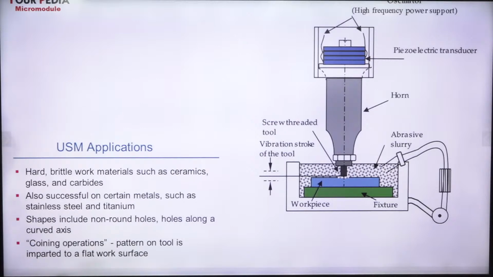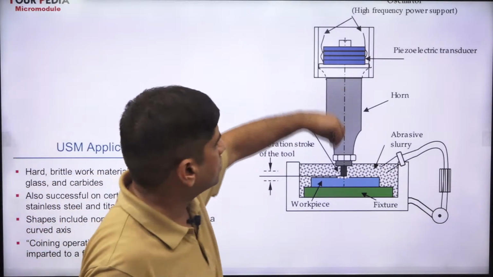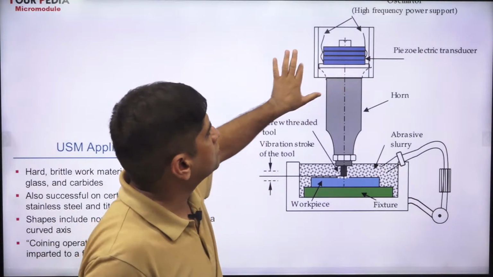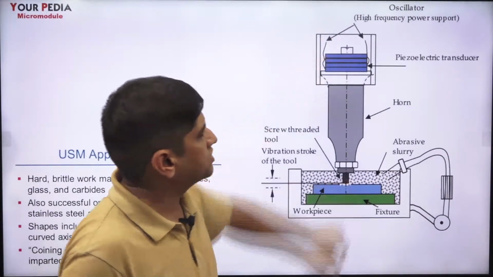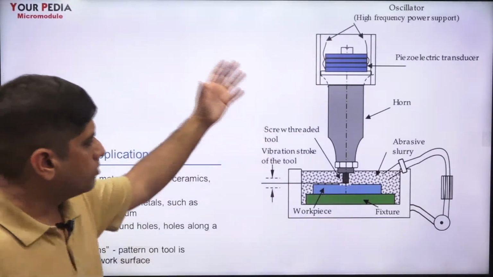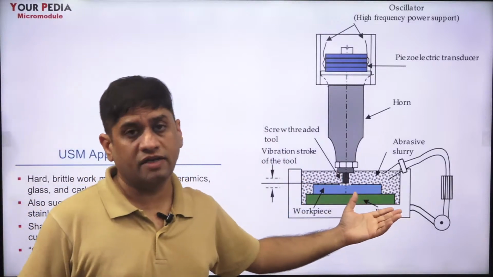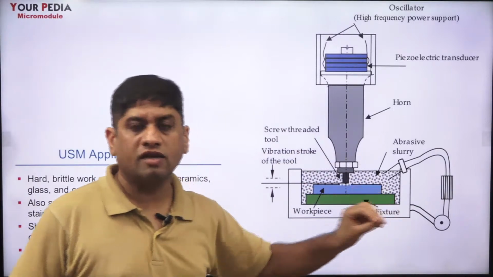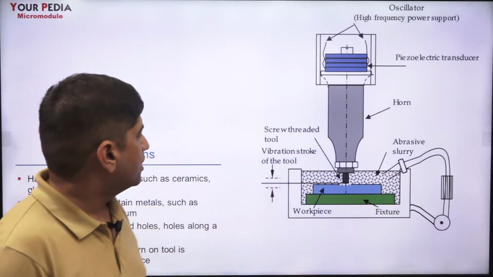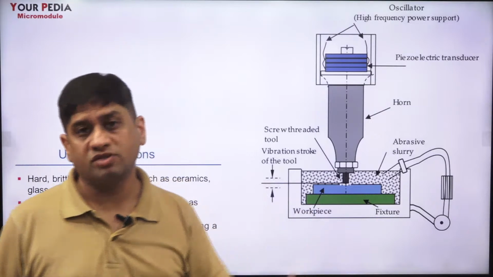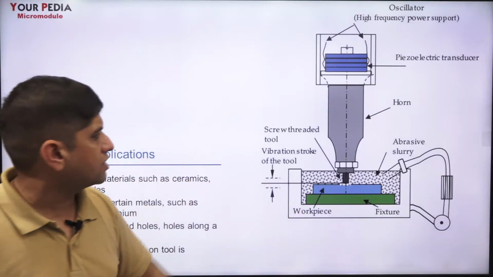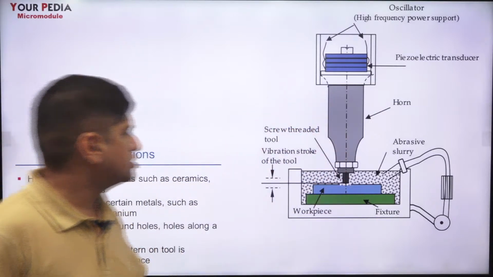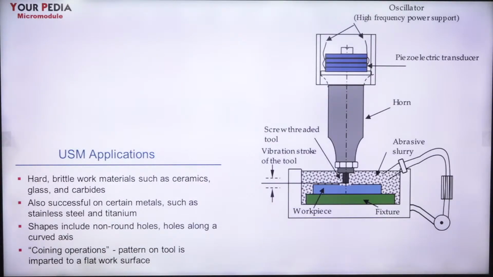As you can see, this is the horn, this is a concentrator, piezoelectric transducer, high frequency power supply, oscillator. So sometimes he will ask you what the slurry is, what kind of abrasive particles you use, why you supply this slurry at high pressure, what is required. Abrasive jet machining, water jet machining, these are other examples of that. So there is a small difference between these non-traditional machining processes. So what is horn? You should know that particular thing also.